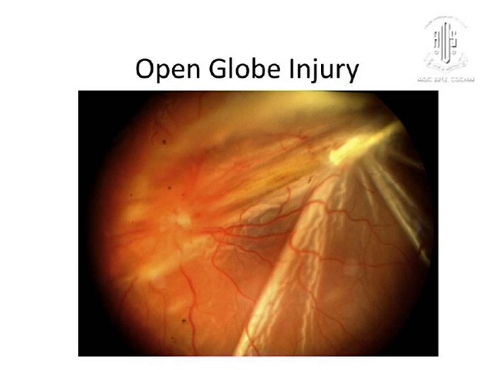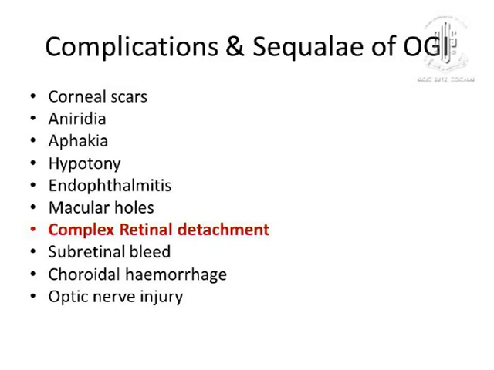Coming to open globe injury, you can see a vitreous and retinal incarceration in a perforating wound, and these cases are very difficult to operate. Even if you attach the retina, later on these folds will never go, and since it's involving the posterior pole, the visual prognosis is very guarded in these cases. Generally, open globe injuries are also associated with corneal scars, aniridia, aphakia, hypotony, endophthalmitis, macular holes.